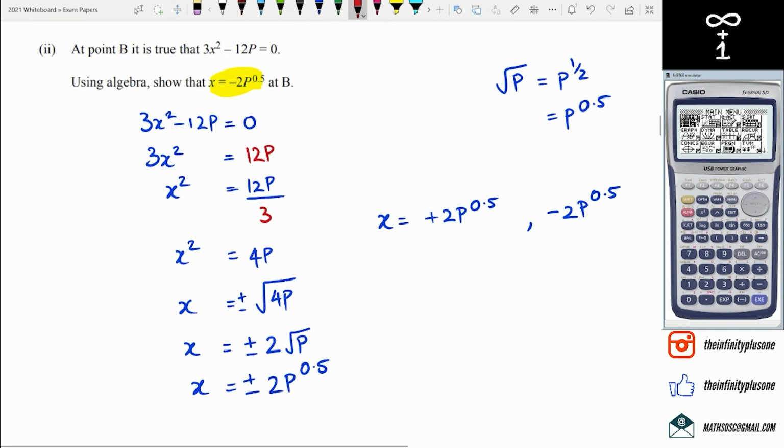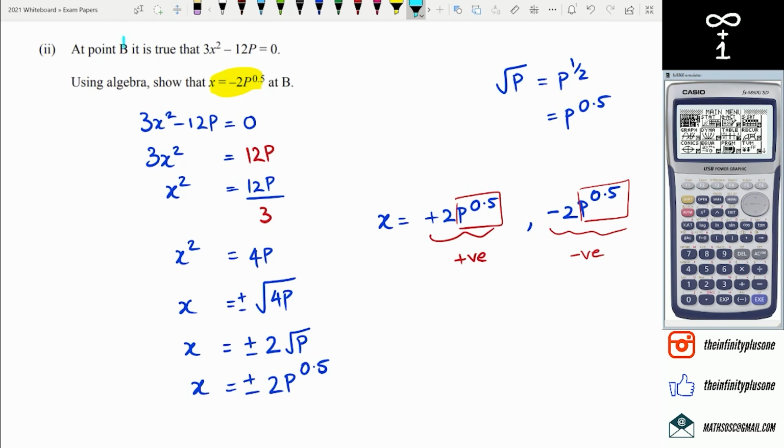So that means this right here is always going to be positive, because p to the power of 0.5 is positive, and positive times positive 2 is going to be positive. However, in this case, because p to the power of 0.5 is positive, when we multiply it by negative 2, we are going to get a negative number. So as you can see, there are two values for x. x can be a positive number or x can be a negative number.